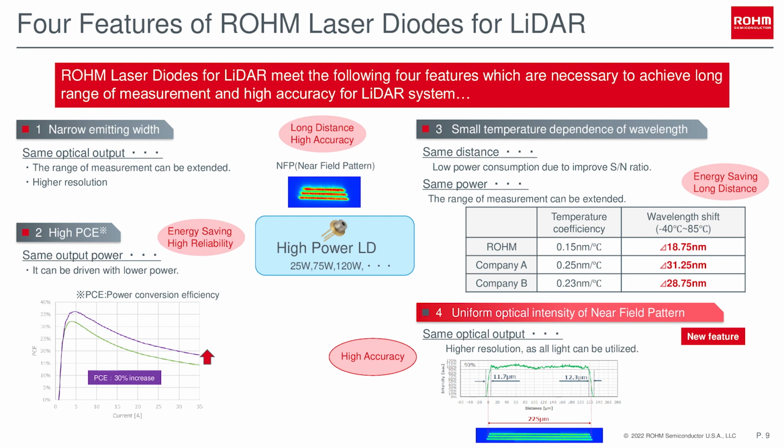The first is a narrow emission width, which contributes to long range and high accuracy for LiDAR modules. The second is high PCE, or power conversion efficiency, which contributes to energy savings and high reliability of LiDAR modules. The third is low wavelength temperature dependence, which also contributes to energy savings and long distance for the LiDAR modules. The fourth is uniform light, which contributes to the high precision of these LiDAR modules. These features are explained in detail on the following slides.